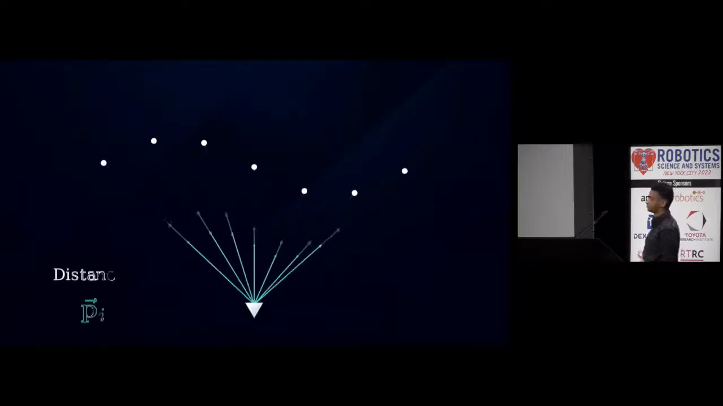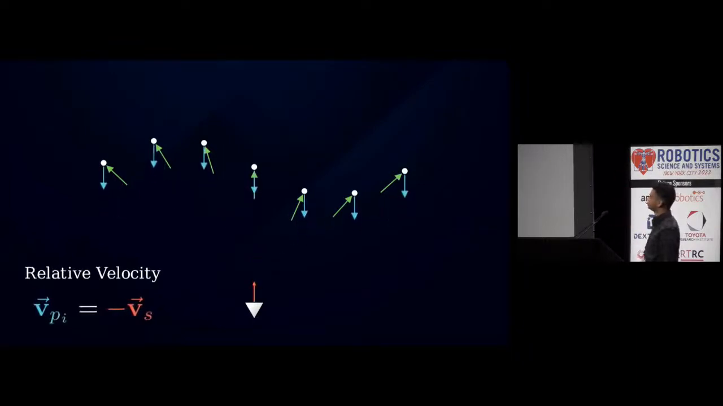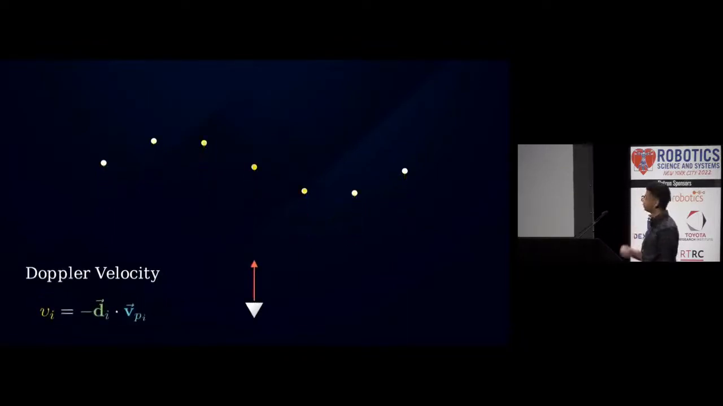So given the distance measurements from the FMCW LiDAR, we can compute the unit direction vectors to these points. Note that the sensor is moving with certain velocity, and assuming all these points are stationary, we would observe an equal and opposite relative velocity on these points. The Doppler velocity is basically the projection of these relative velocities along the radial direction of observation.